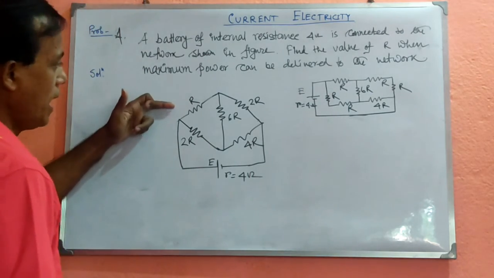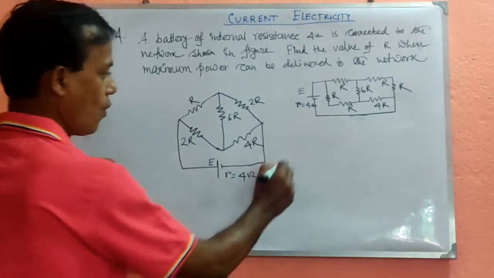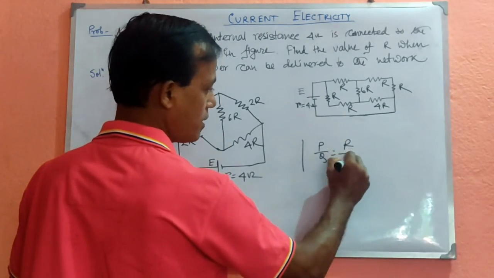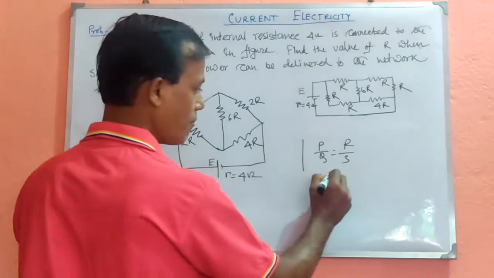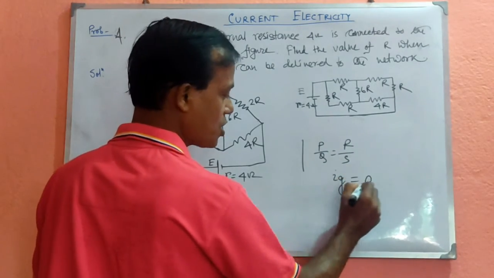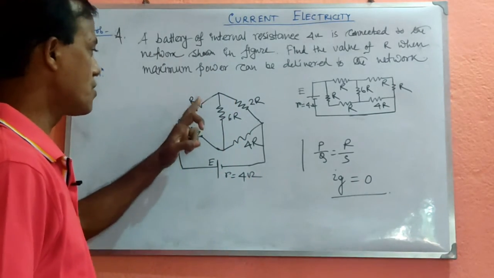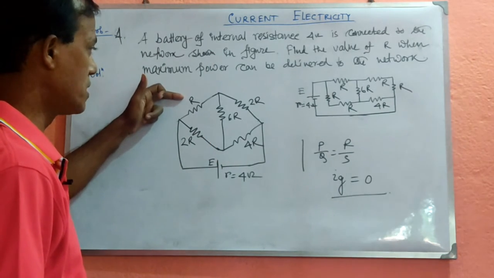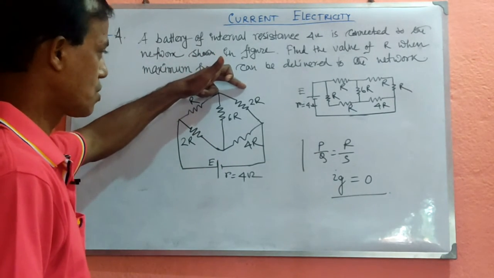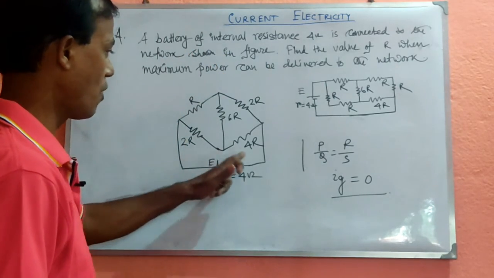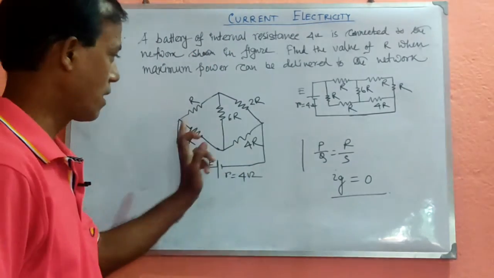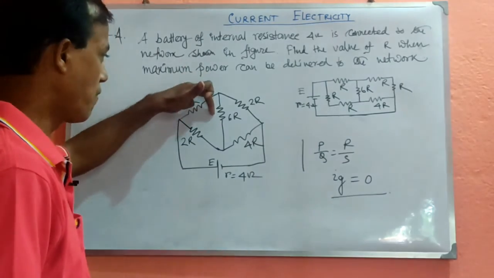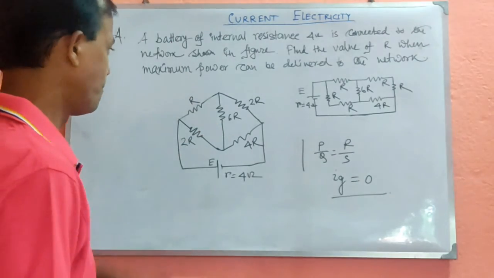So we can see that is null point condition. With null point condition we know when P by Q is equal to R by S, this is null point condition, and at that time galvanometer current Ig must be equal to 0. So no current will flow through 6 ohm resistance because it is null point condition. R by 2R half and 2R by 4R half. So it is in a condition of null point. Ig galvanometer current is equal to 0 means no current will flow through 6 ohm resistance.